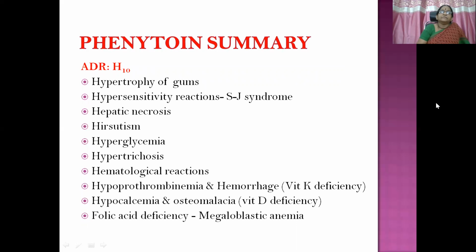Then ADR, H10: hypertrophy events, hypersensitivity reactions like Stevens-Johnson syndrome, hepatic necrosis, hirsutism, hyperglycemia, hypertrichosis, hematological reactions, hyperproteinuria, hemorrhage because of vitamin K deficiency, hypocalcemia, and osteomalacia because of vitamin D deficiency, and folic acid deficiency. Even though it is not H, why I have mentioned it is because the deficiency of vitamin K, D, and folic acid results. So these are adverse effects, H10.